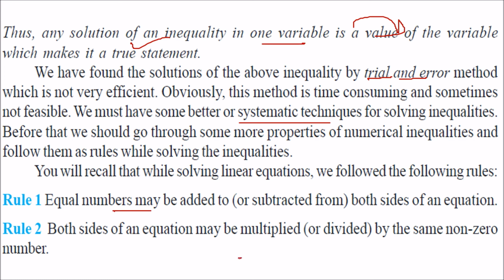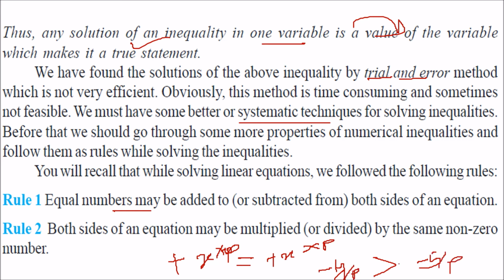If you have equality, and now we are talking about inequality, equal numbers can be added on both sides. Equal numbers can be subtracted on both sides. Equal numbers can be multiplied, say by p, on both sides. Equal numbers can be divided, say by p, on both sides, right? So this will not make any difference to the inequality.